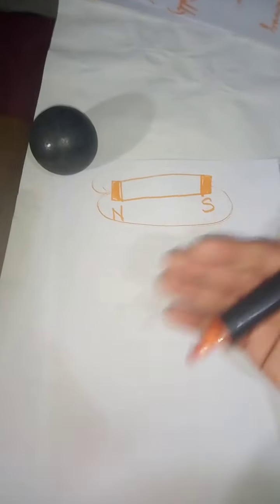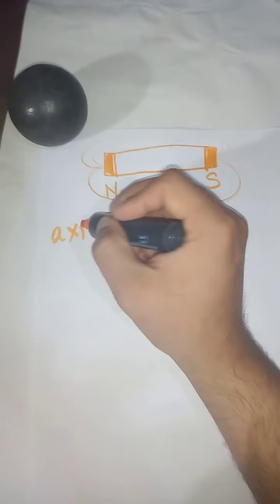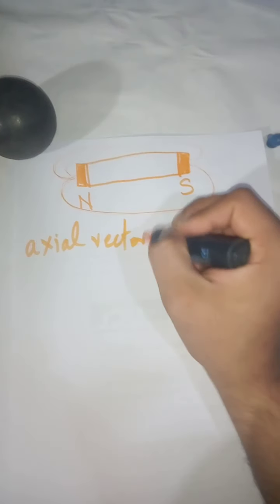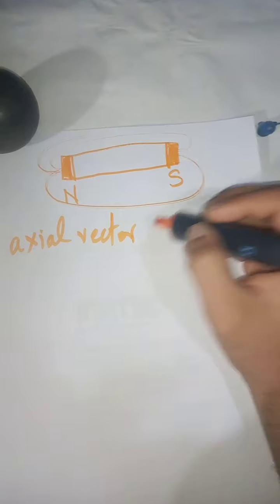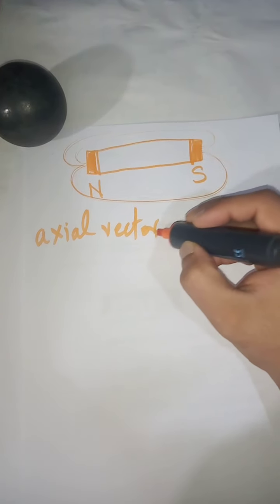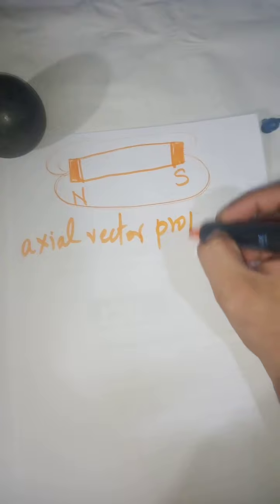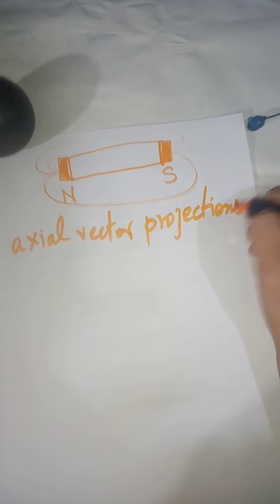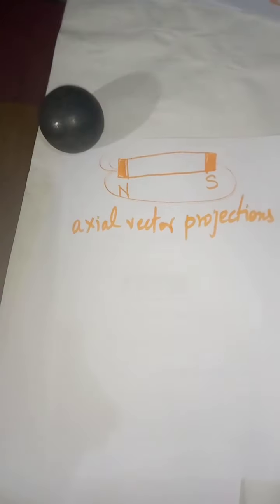I let them know that in the forthcoming practicals they'll be spreading iron filings on top of a paper, underneath which there's a magnet, and the iron filings shall depict the B field pattern by arranging themselves along the axial vector projections of the B field. So that's pretty quick and simple.